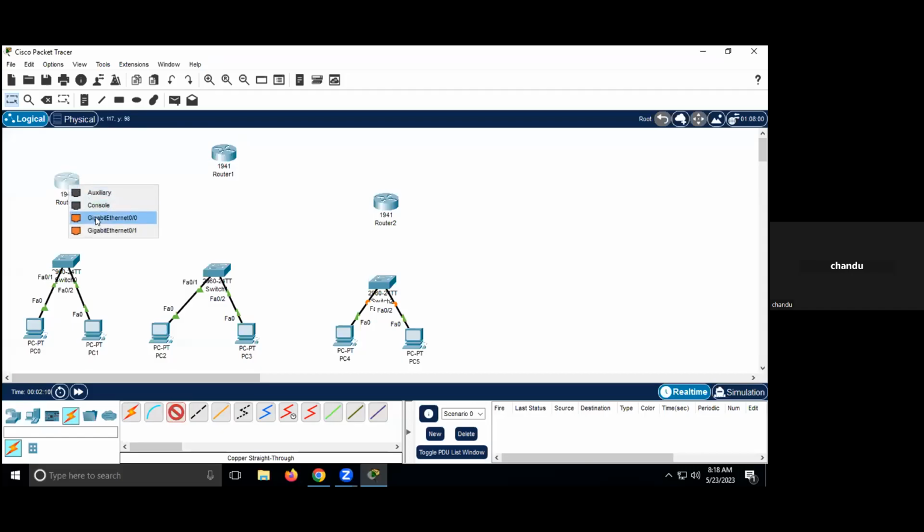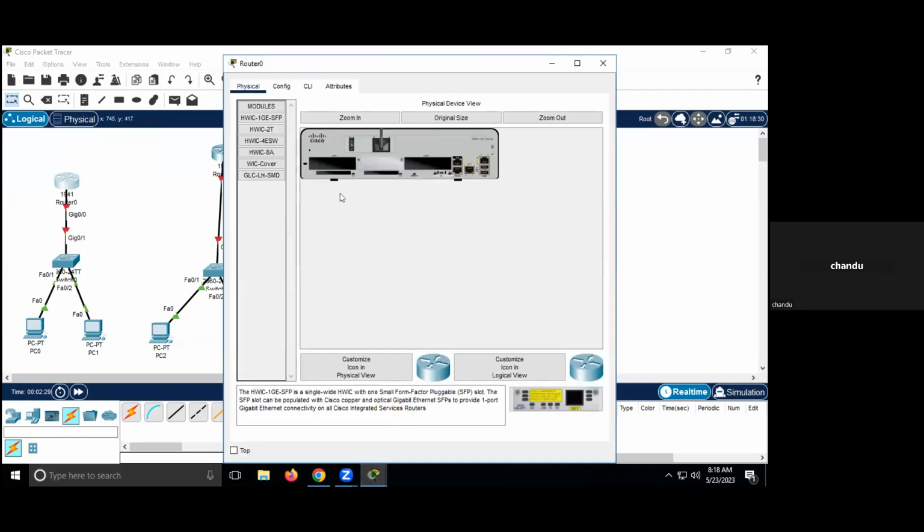See our router, Giga 0/0 is connecting to the switch. Router 1, router 2, and router 3. Now after that, we need to add the serial ports. Just click on the router. We have a power off. We need to turn it off.